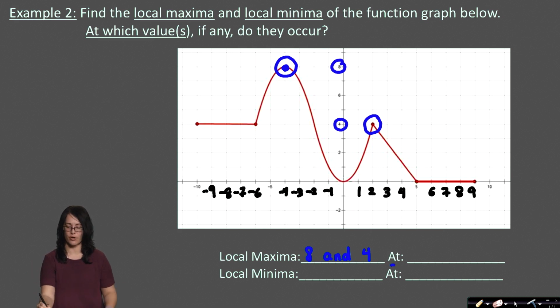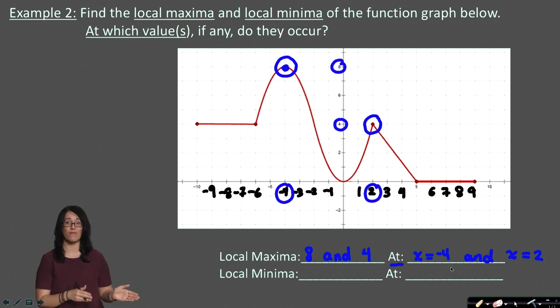But where do they occur? Those are the x values, right? So 8 is found at the x value -4. And then we have 4, and that's found at the x value of 2. So they are 8 and 4, those are my local maxima, but they occur at the x values -4 and 2 respectively. Can you find the local minima?